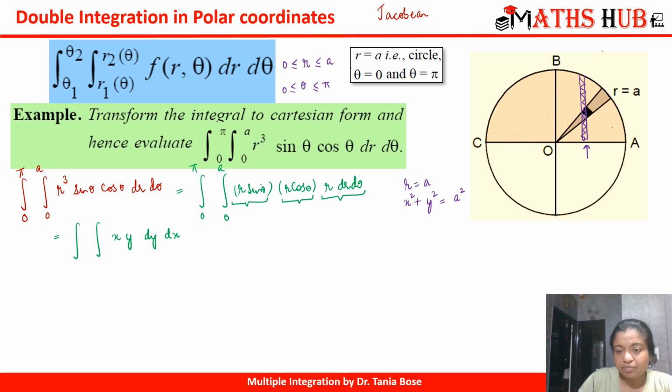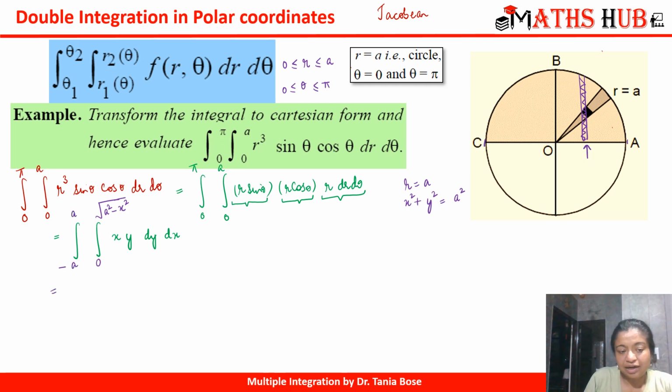Now, where is this strip entering the surface? It is entering at y equal to 0. And where is it exiting the surface? It is exiting at the equation of the circle. So from here, if I calculate the value of y, I get the root of a square minus x square, right? And to check the limits of x, the minimum is minus a and the maximum is plus a. So we will have the limits from minus a to plus a, right?